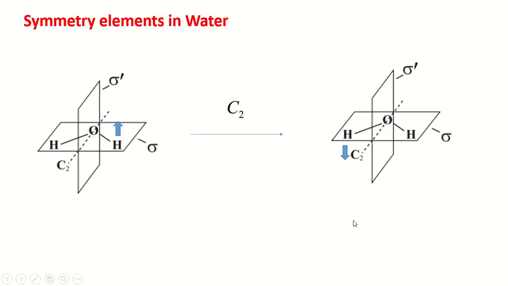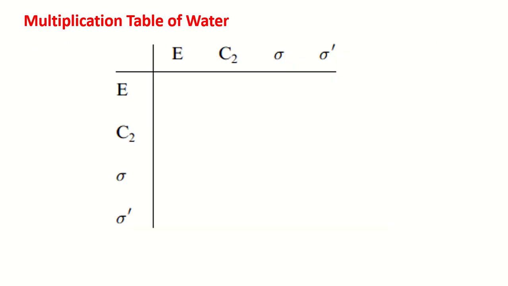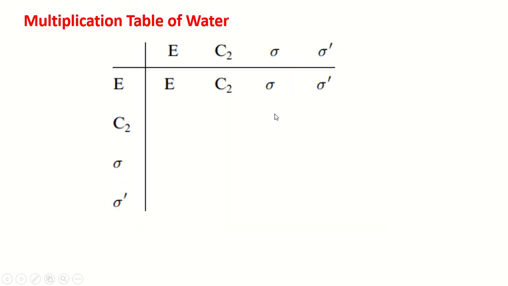So we can say that if we apply C2 rotation and then sigma to this molecule, the resultant would be equal to sigma v dash. It is quite easy to understand this step, and we are able to write the symmetry operation product after the C2 operation and sigma operation.